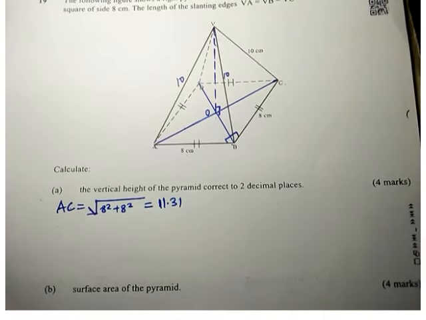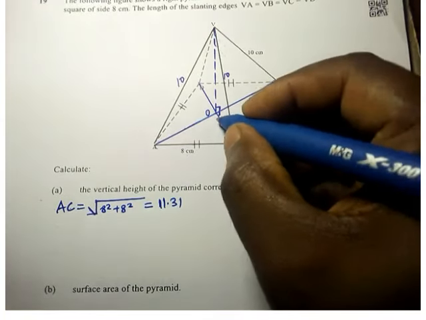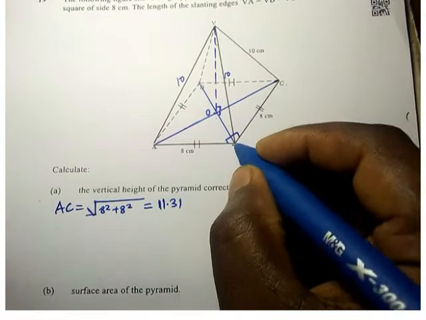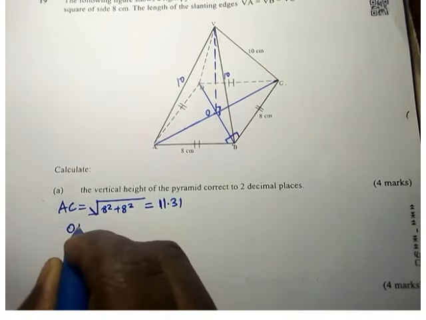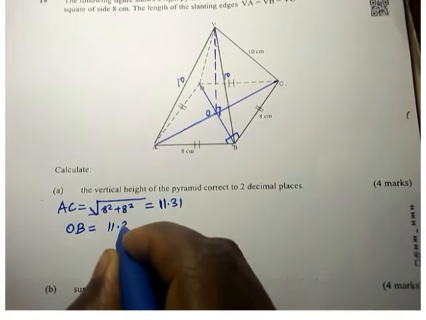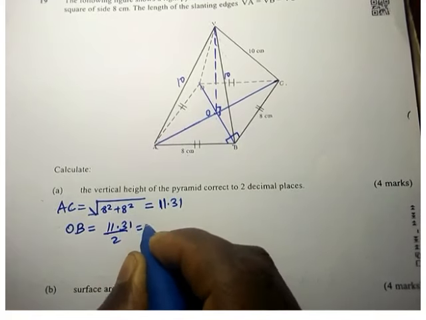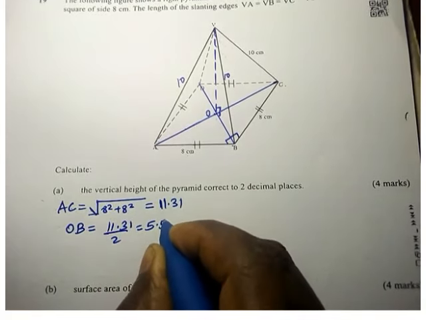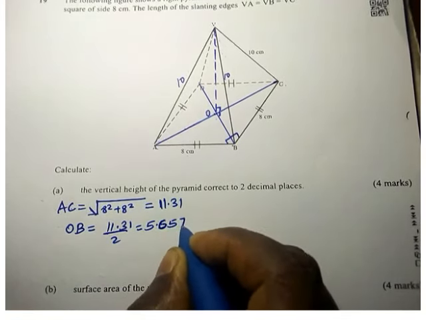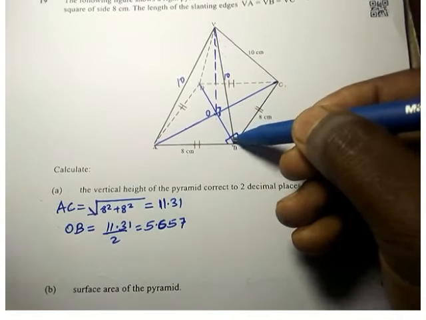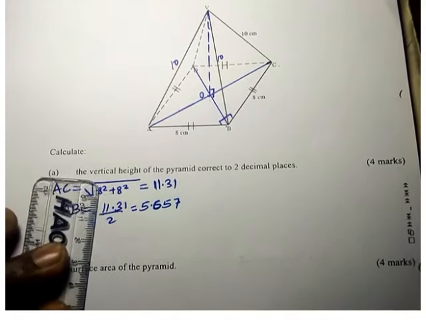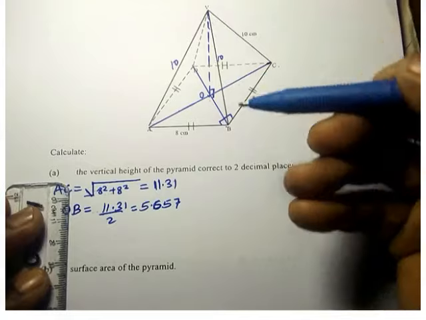The next thing, so let me now get, so from here up to here, from here up to here, all are equal. So if I want, for example, OB, OB is going to be 11.31 divided by 2. And that one is going to be 5.657. So from here up to here is that. So what I can do now, I can extract the right angle triangle, this one, which is this.